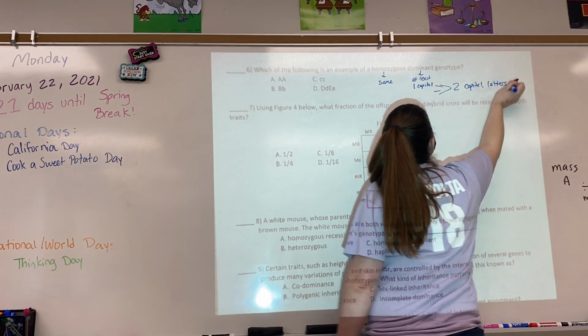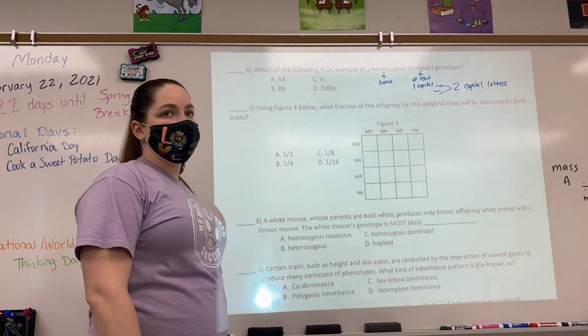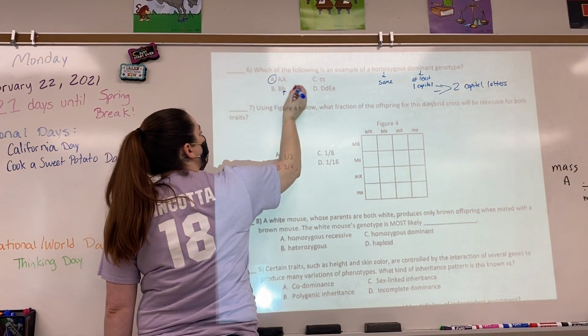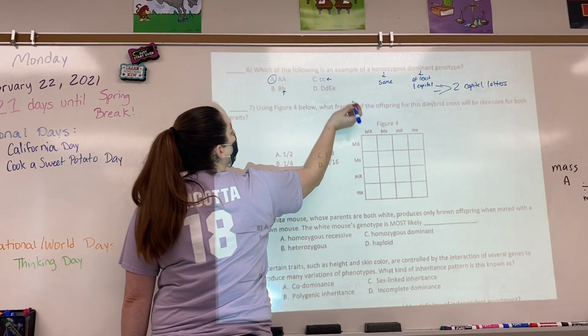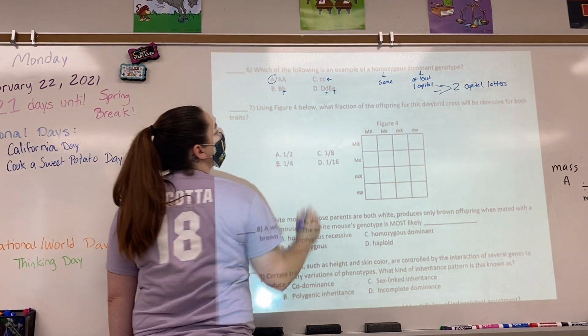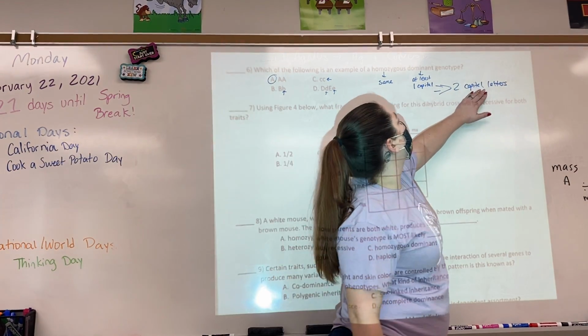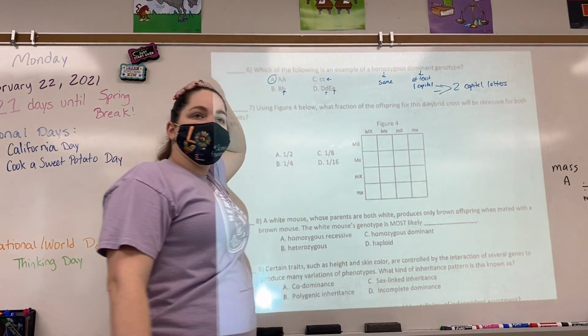So which one of our answer choices has two capital letters? Only this one. Because this one has a lowercase, this one has two lowercase, and this one also has two lowercase. So the only time that you have two capital letters is A. That is your homozygous dominant.